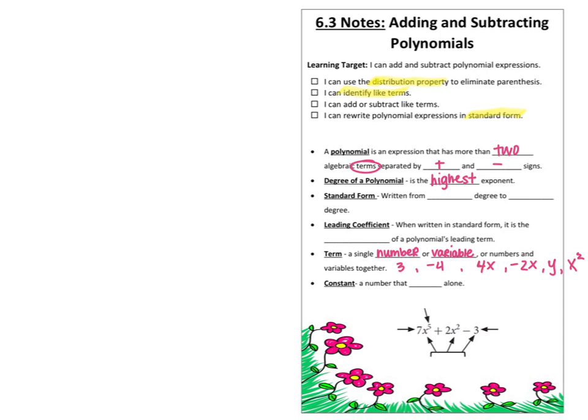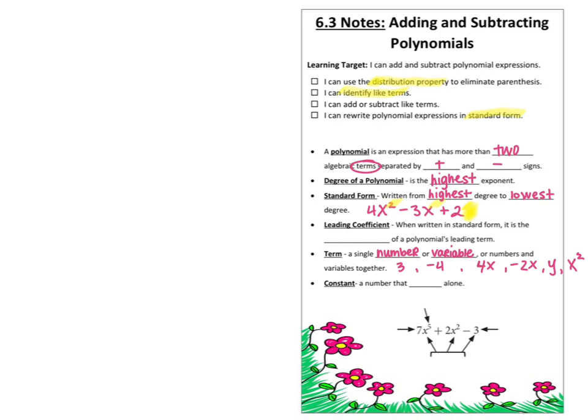So an example would be something like 4x squared minus 3x plus 2, where we can see here the degree is 2 because the exponent is 2. This is a degree of 1, and this doesn't have an exponent after the variable, so it would be the lowest degree. Okay, so that's standard form.